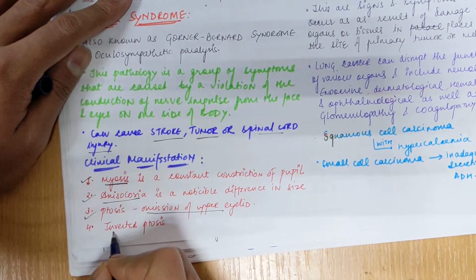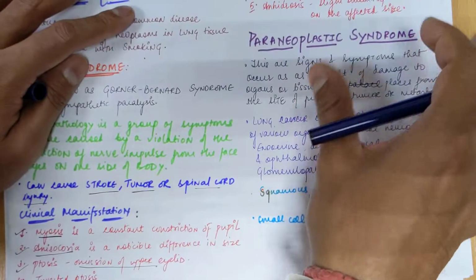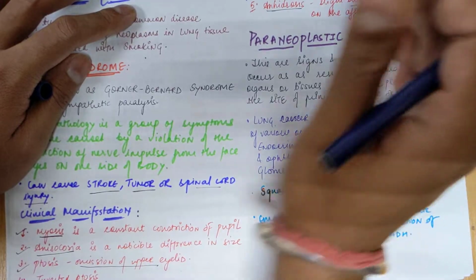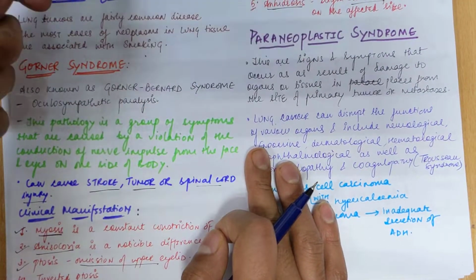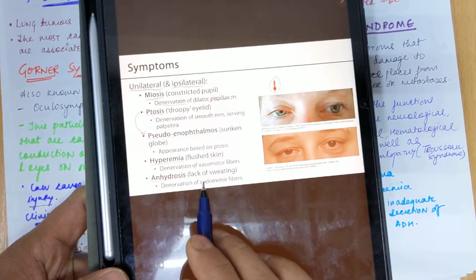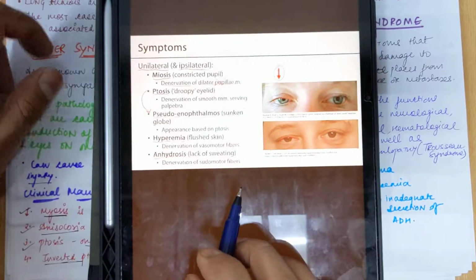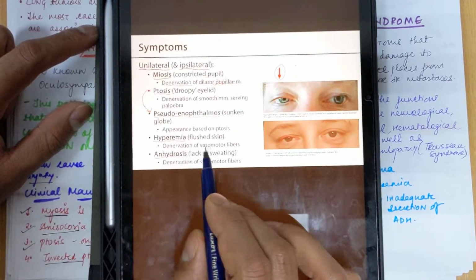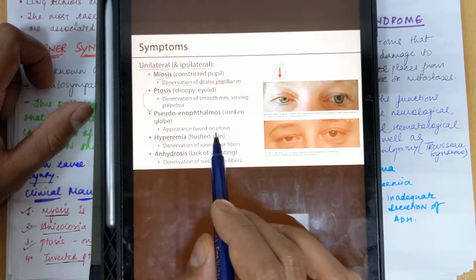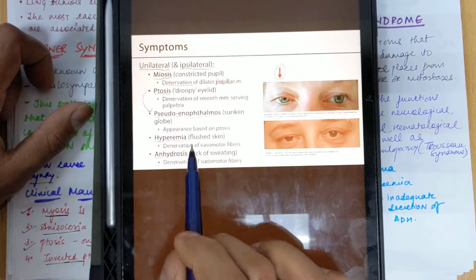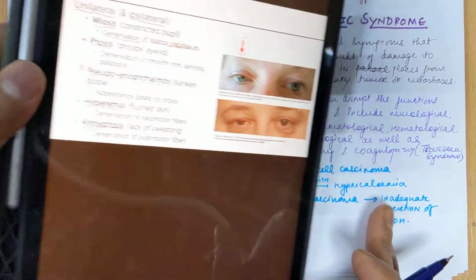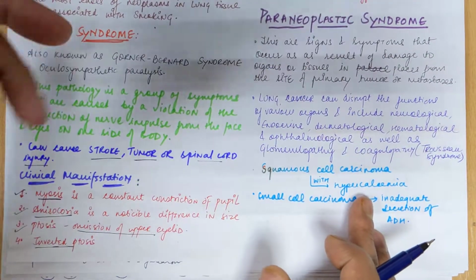Now we can see inverted ptosis also, and anhidrosis also. Anhidrosis means slight sweating or absence of sweating on the affected side. The side which is paralyzed, on that side there will be no sweating. In this you can see lack of sweating, degeneration of pseudomotor fibers. Hyperemia is also seen, and denervation of vasomotor fibers, and pseudoophthalmos is a sunken globe appearance based on the ptosis. So these are the main signs you will see, unilateral or ipsilateral. Unilateral means that on one side of the body, either it will present on the left or the right side of the body.